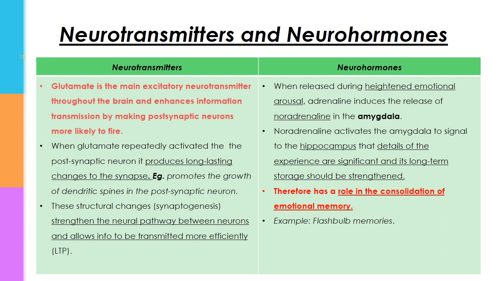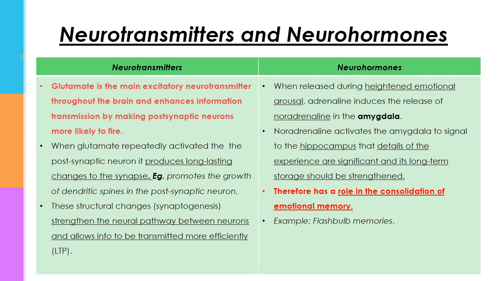Okay. Now, when glutamate is repeatedly activated in the postsynaptic neuron, it produces long-lasting changes, okay? So these structural changes or synaptogenesis means that the neural pathway is strengthened and the communication between neurons occurs more effectively, which essentially is your long-term potentiation.